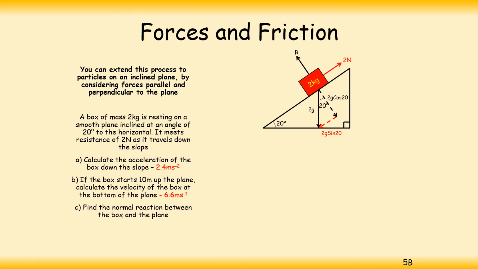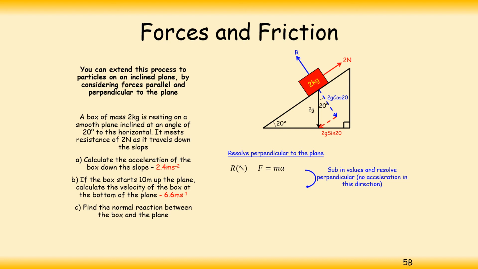So now part C, we want to find the normal reaction between the box and the plane. The normal reaction here we labeled it R. So we need to resolve perpendicular to the plane. Again, I'm going to color code this. If I put it in blue, everything perpendicular, you will see we have R and 2g cos 20.